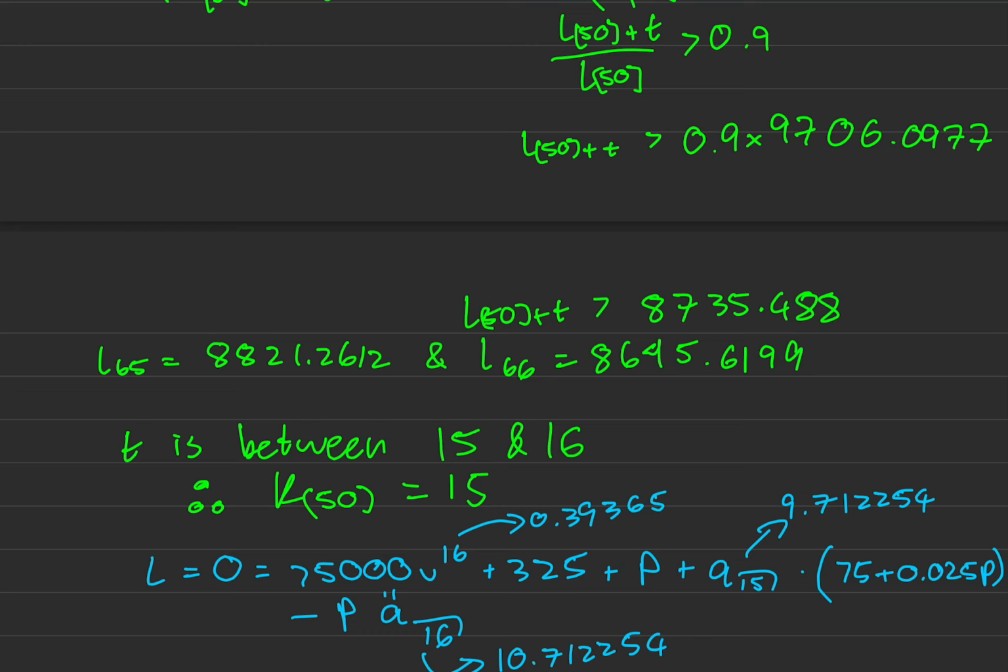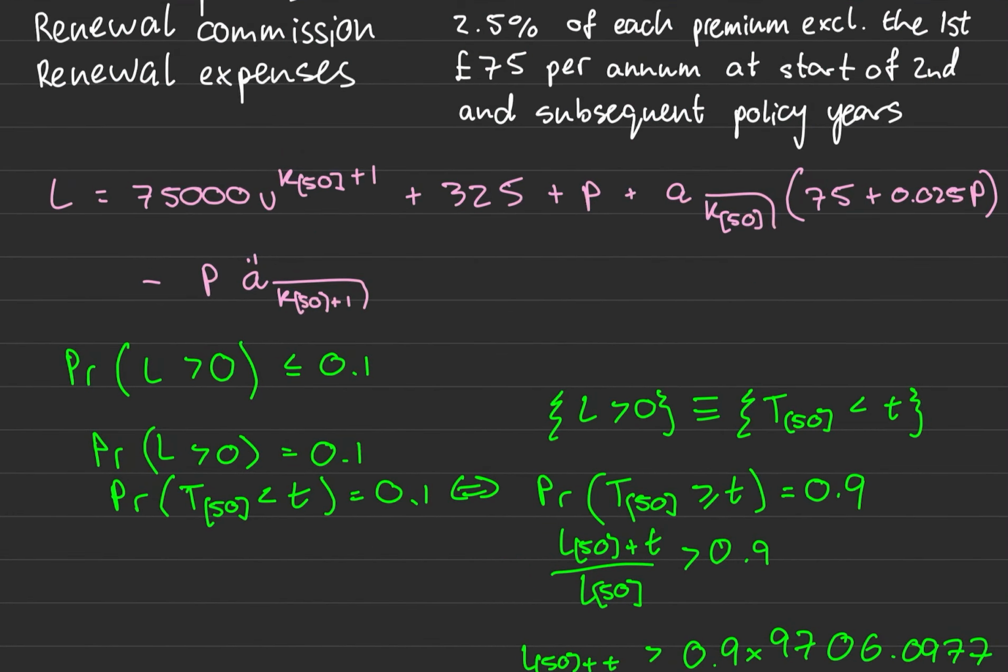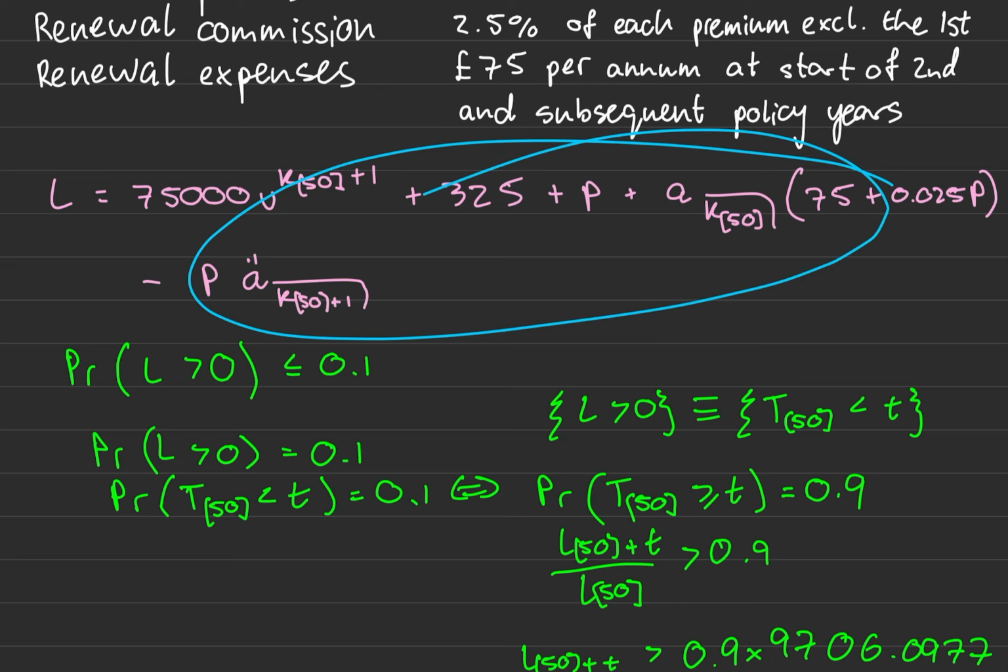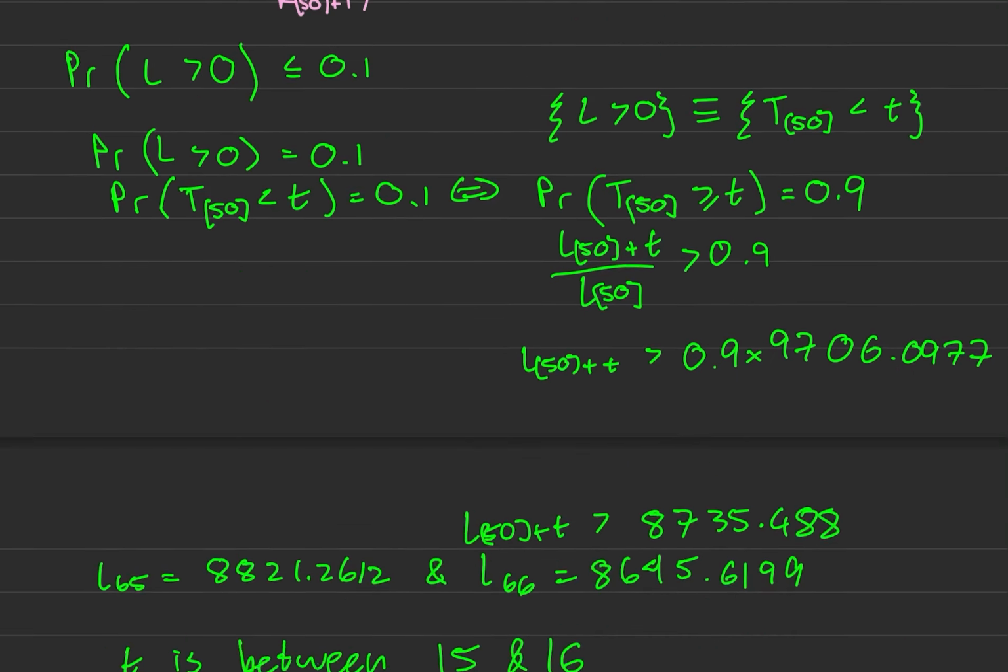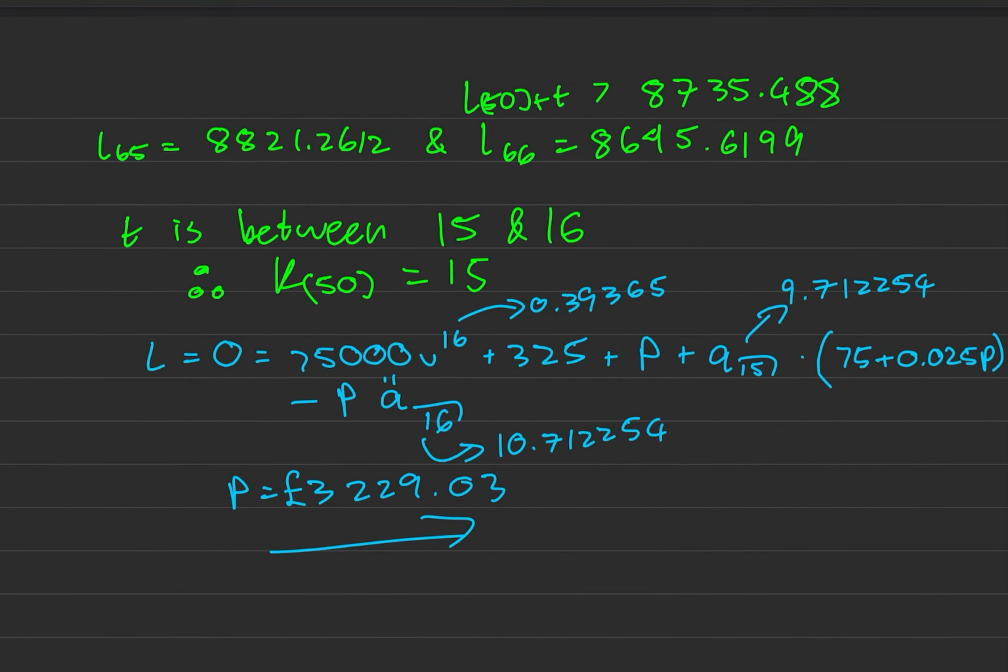What does that mean for my curtate future lifetime? Because at the end of the day, all of the things in here are curtate future lifetime. So I need to find what this means for my curtate future lifetime. What it means is that if the complete future lifetime of this policyholder is between 15 and 16, my curtate future lifetime is 15. Then I substitute it in and I solve for my premium.